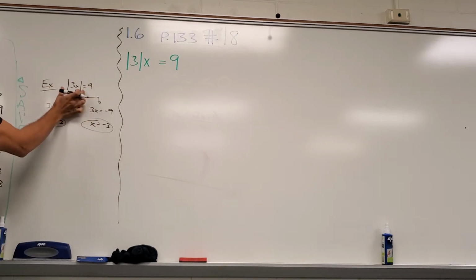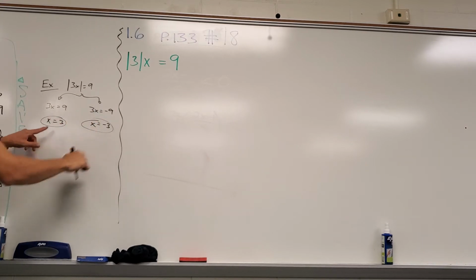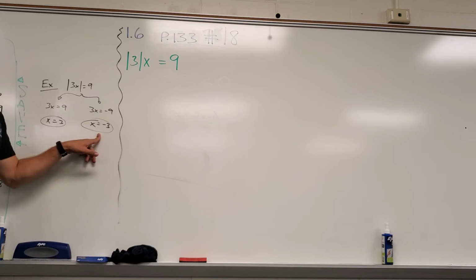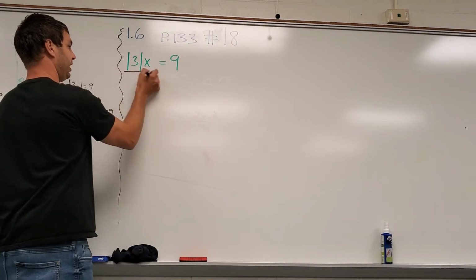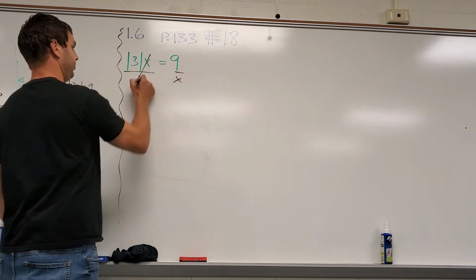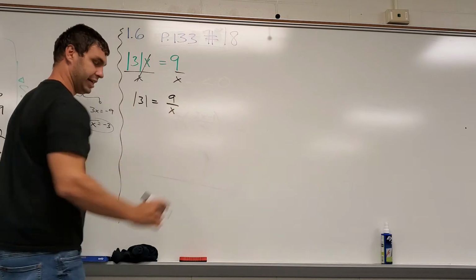Remember when we have the absolute value by itself, we make our two cases, our positive and negative case. And then we go ahead and solve, so I get x equals 3 and x equals negative 3. In this one, we still have to get our absolute value by itself, so I'm going to divide by x. All right, and that gives me the absolute value of 3 equals 9 over x.